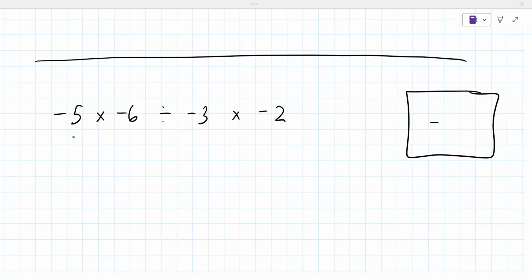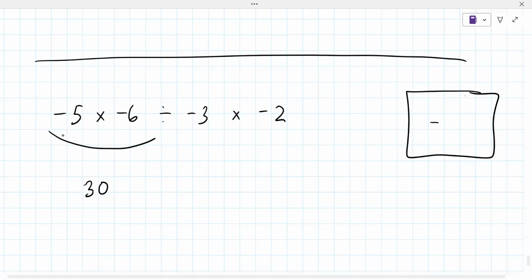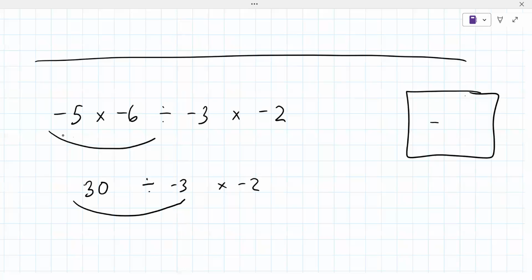We'll close out with this one. So -5 times -6 is 30. Yes. They're both negatives, so the answer is positive. Divided by -3 times -2. 30 divided by -3 is a negative. Yes. 30 divided by 3 is 10, so would it be -10?